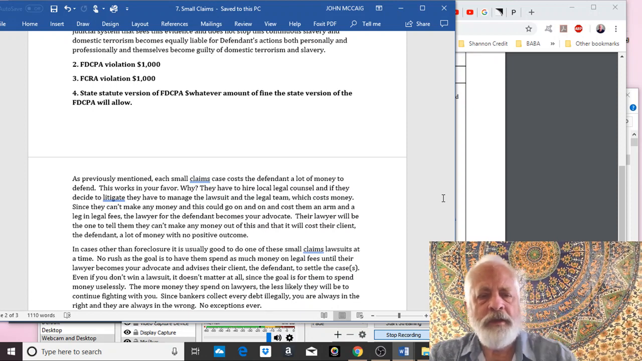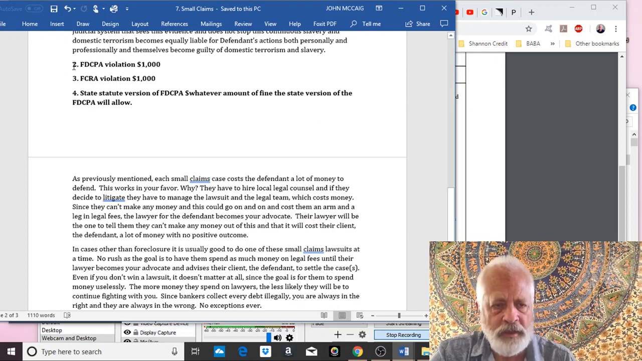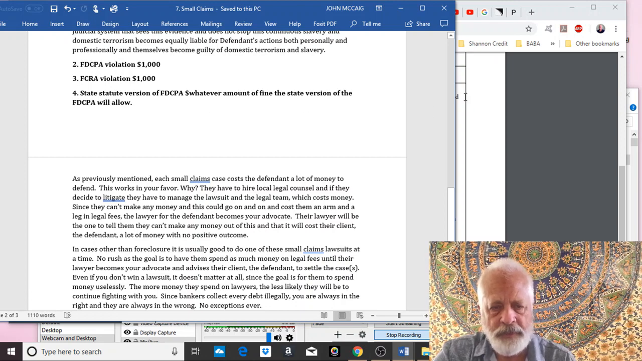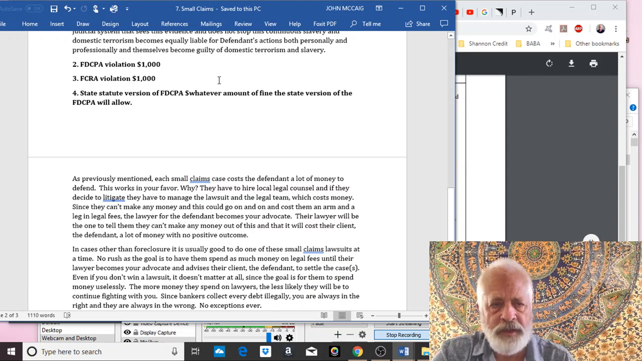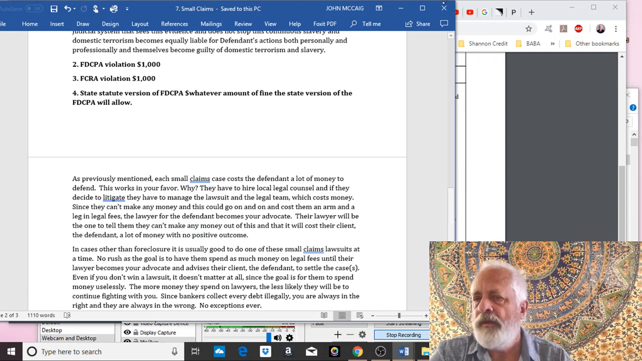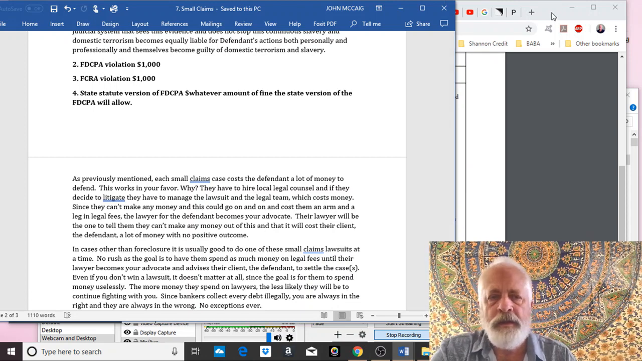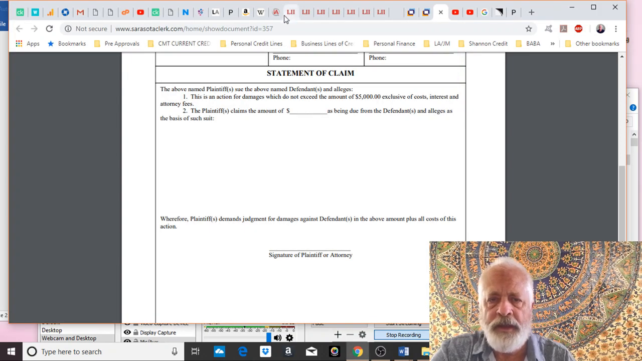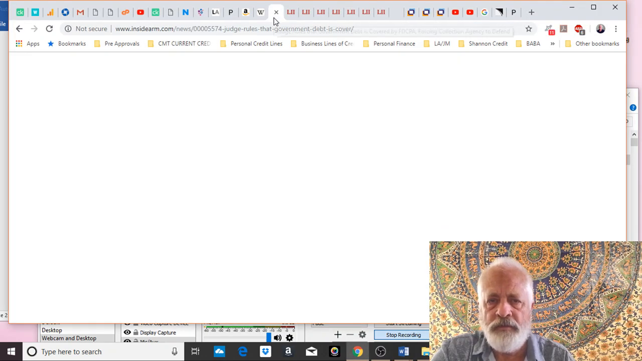We're going to move on here to the second one, the FDCPA violation. Again, it's going to be the indigent form and the small claims form, and you can add these items as exhibits.